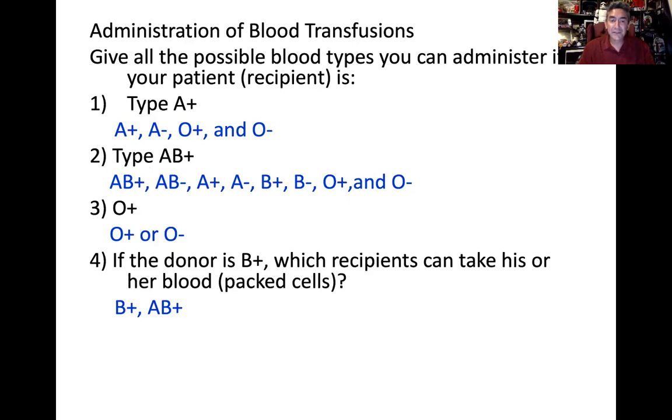If you notice, O cannot because O has anti-B. A has anti-B. So a B positive blood cannot be given to an A blood type or an O blood type, only to B positive and AB positive. So again, I hope you see the little bit of a difference between these first three and now the perspective of the donor here.